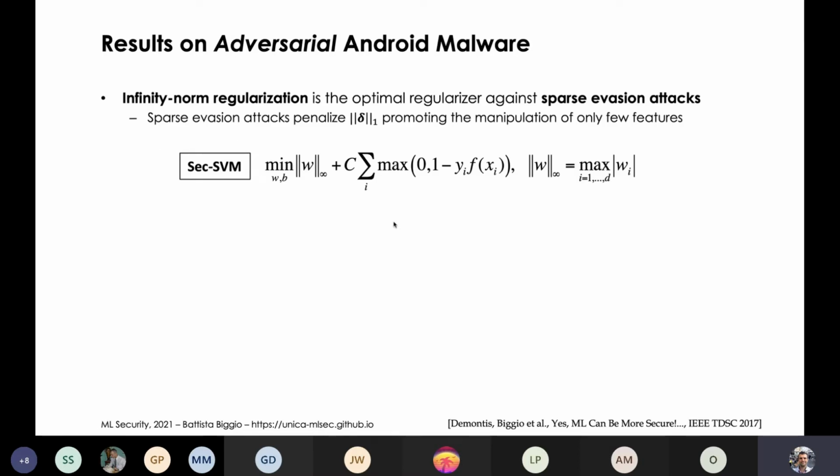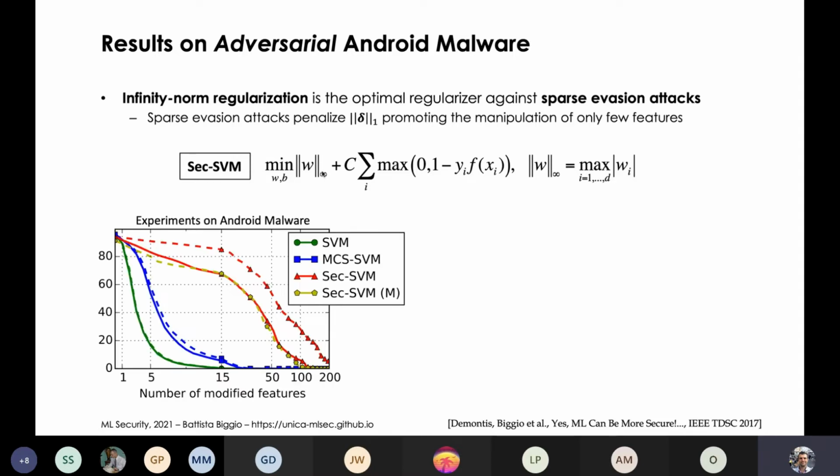Now if you remember when we talked about the Android case, what we did was exploit this idea to improve the security of Drebin, which was this malware classifier, essentially by changing the regularization term here. And for Android, the thing is that you have sparse attacks because we are manipulating one feature at a time. And the optimal response is this penalty on the weights of the classifier, which we call the SAC-SVM. And if you remember, I showed you this green curve, which was the basic classifier. So that's the linear SVM trained on the malware detection problem for Android, on these static features that are permissions, API calls, and so on and so forth.